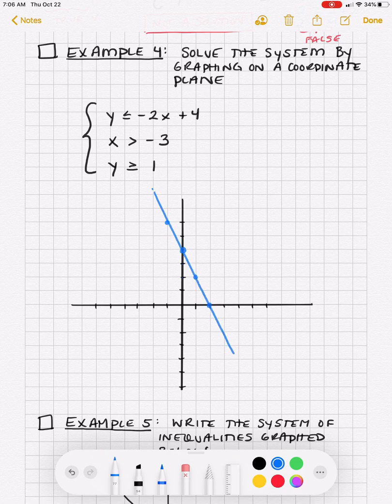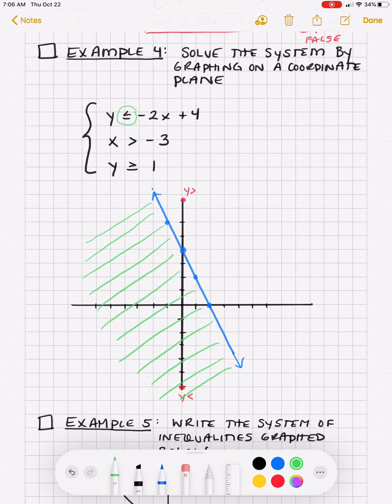All right, now let's think about the shading. Again, I put my pencil on the positive y-axis. This is where your y's are getting greater. When I put my pencil on the negative y-axis, this is where your y's are getting less. And so when I go to shade, I'm going to pick my first color. This inequality says less than or equal to, so we're going to shade down here, where the y's are getting negative, where y is less than.